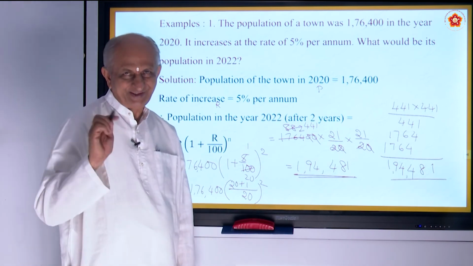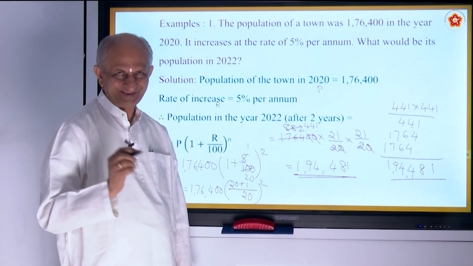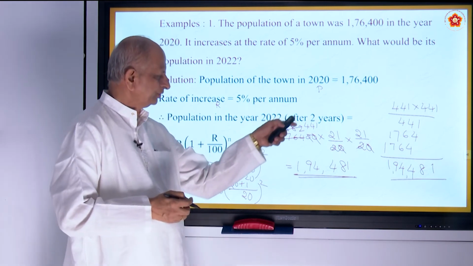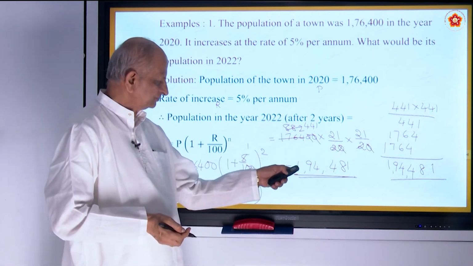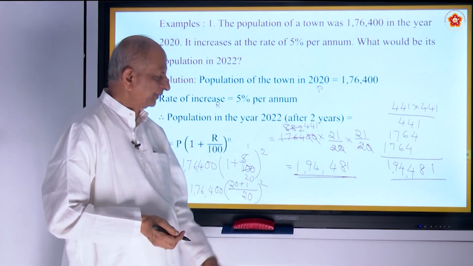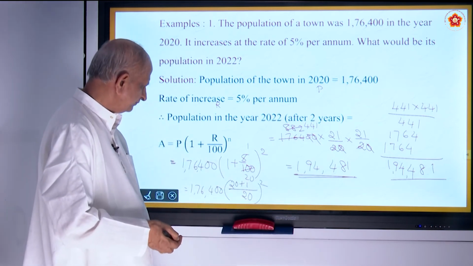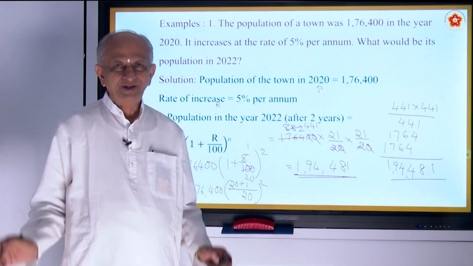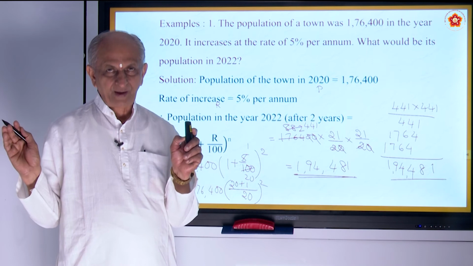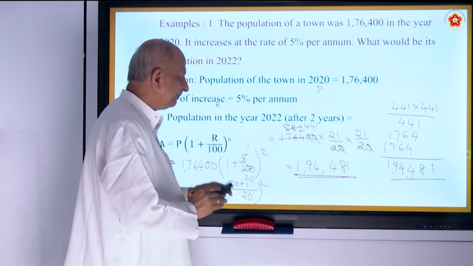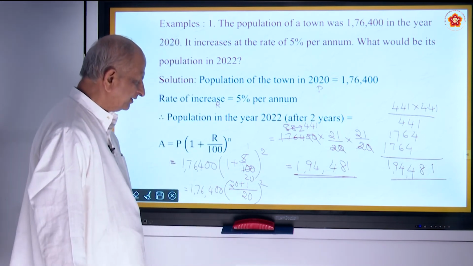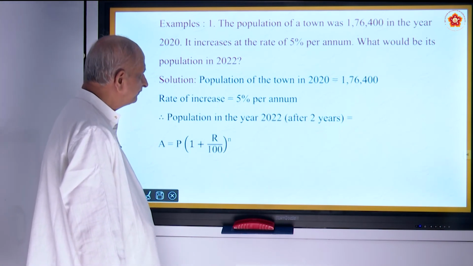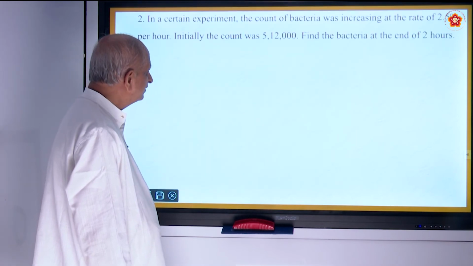So is it increased or decreased? Increased, correct? What rate? 5%. How many years? 2 years. And what is the answer? 1,94,481. You can verify if you want once again, but you must apply it correctly. This is how the formula for compound interest is made use of in population calculation. Okay, noted down? We'll pass on to the next question.